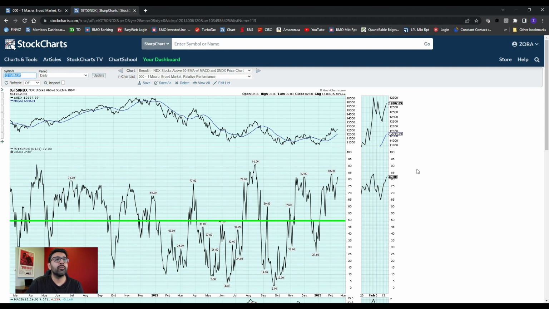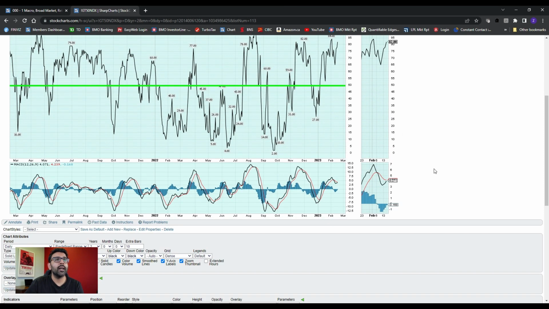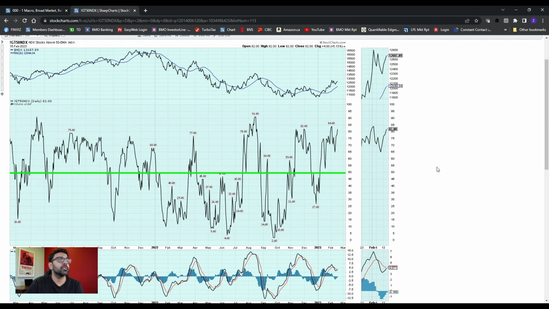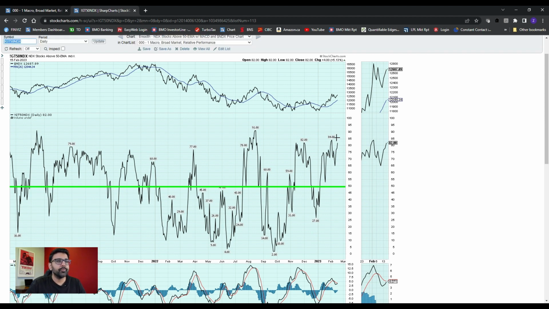82% of stocks in the Nasdaq are above their 50-day. That is wildly bullish. And you see this, it's holding up here. We sold off, we were up at 80, sold off, back up again. So I think there's buyers, there's real buyers.